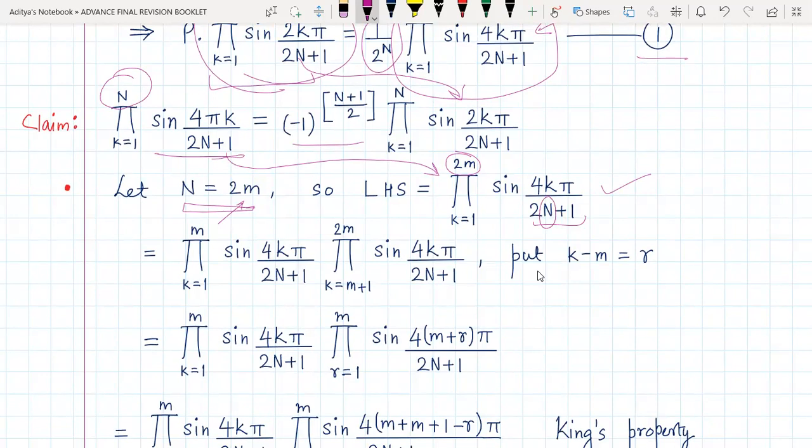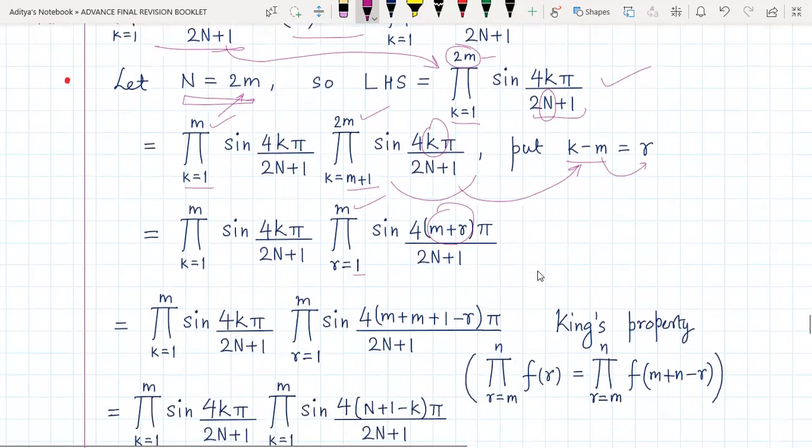Now what we are going to do is we are going to break this product. Right now the product is from k equal to 1 to 2m. So what I've done is I've taken the product from first k equal to 1 to m into the product from k equal to m plus 1 up till 2m. So like this we have broken it into two halves. Okay, now in this particular product we are going to substitute k minus m is equal to r. So obviously since k ranges from m plus 1 to 2m, k minus m would range from r is equal to 1 to m, right? And k has been replaced by m plus r, as you can see here.